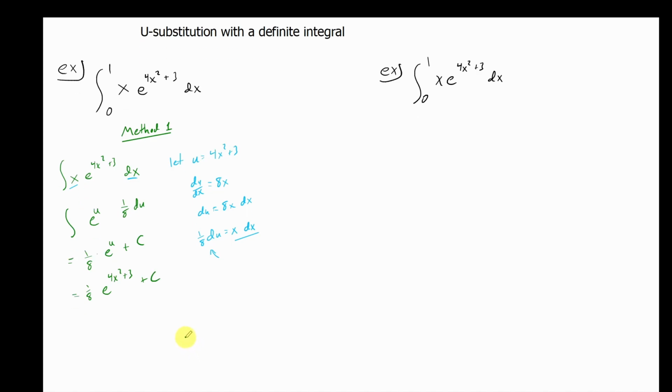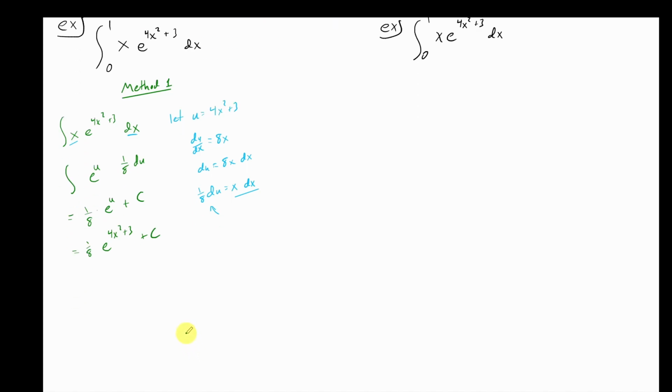Okay, so now let's figure out how to do the definite integral. The definite integral from 0 to 1 of x e to the 4x squared plus 3 dx. Normally when we integrate, we first integrate, writing our limits of integration that need to be plugged in. Well, I know the antiderivative is 1/8 e to the 4x squared plus 3. We can ignore the plus c for a definite integral because we can choose any antiderivative we like, so I'll choose the one where c is 0.